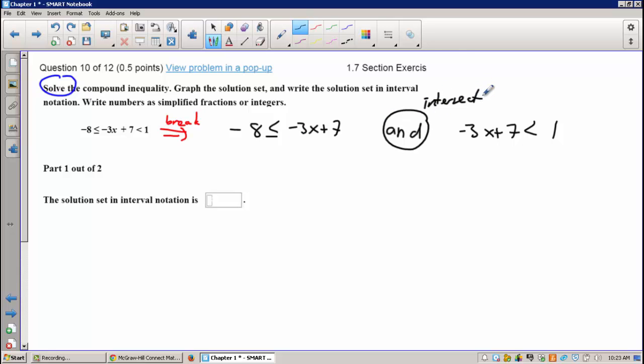Intersect. But you know what I'm going to do? I'm not going to do it this way. As an exercise, extra homework, do it this way: separate with an "and", work two questions out, color them, intersect them, because this means intersection.